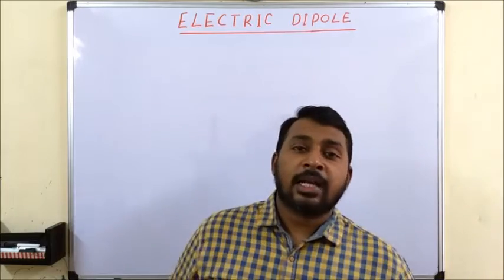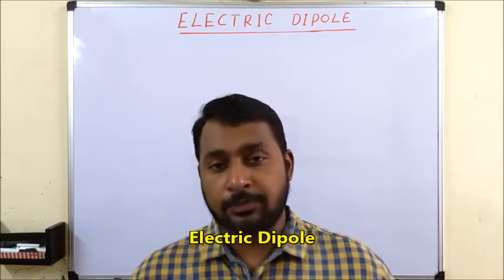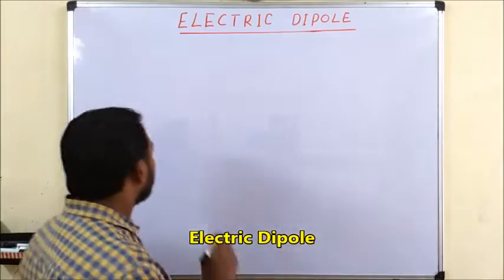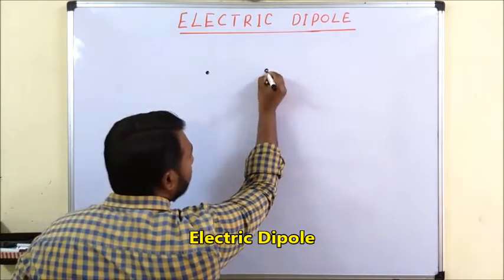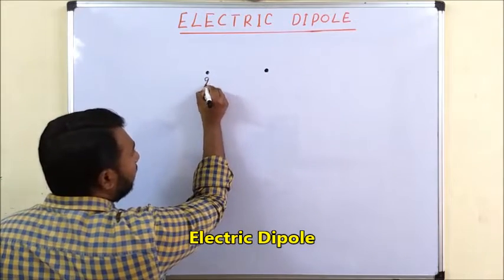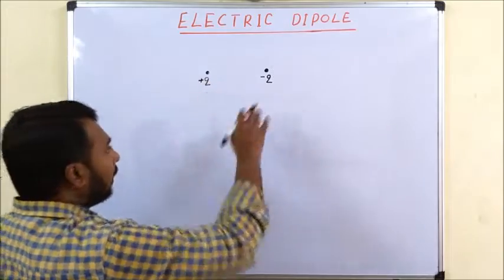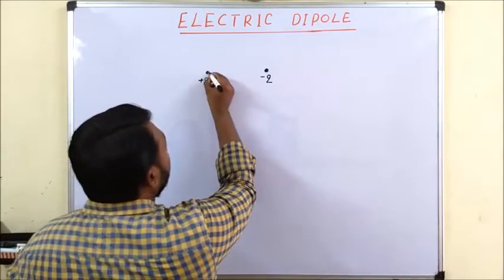Hello everyone. In this video, we are discussing electric dipole. What is an electric dipole? Look at the board. We have two charges. So this is Q and this one is minus Q. So look at this. There are two charges separated by a distance.